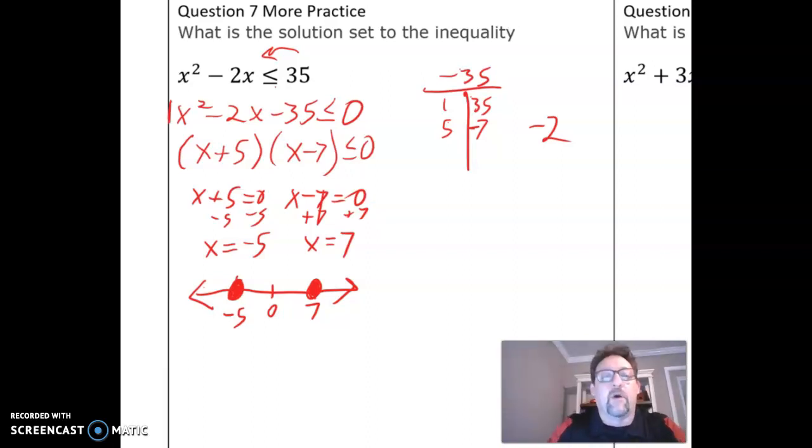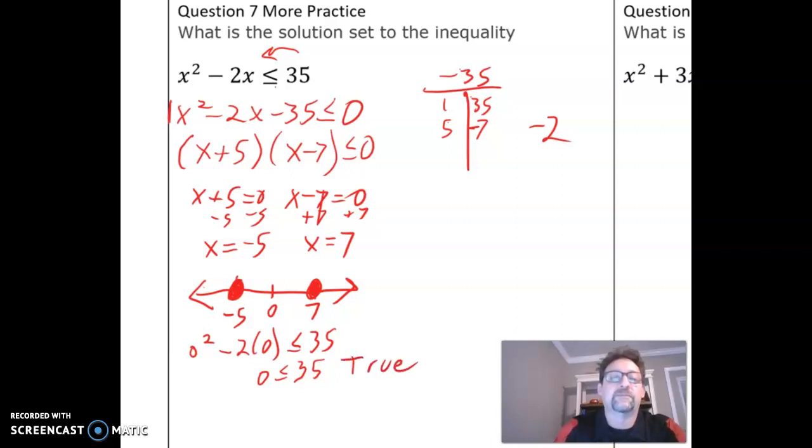Okay, so if I put 0 back in my original equation, I have 0 squared minus 2 times 0 is less than or equal to 35. So 0 squared is 0, 2 times 0 is 0. So this is 0 is less than or equal to 35. Is 0 less than or equal to 35? Yes, it is. That's true. So where 0 is true, we're going to shade between, and that's going to be an and.